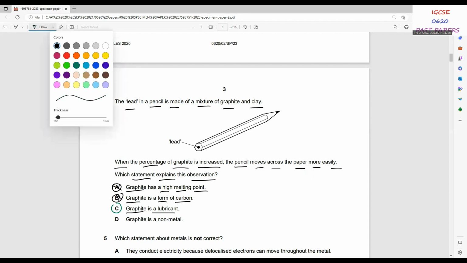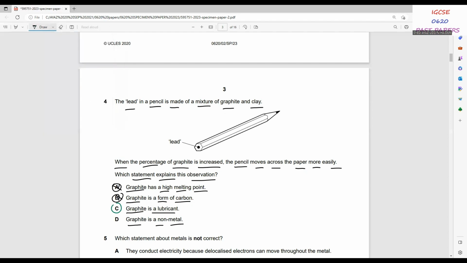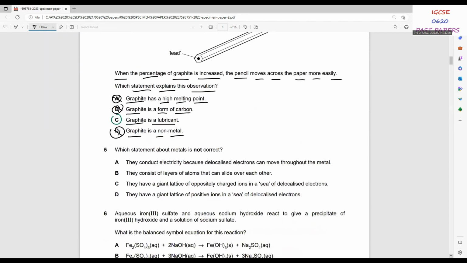Let's see the last choice. D, graphite is a non-metal. Again, this doesn't make any sense. So C will be the right answer.